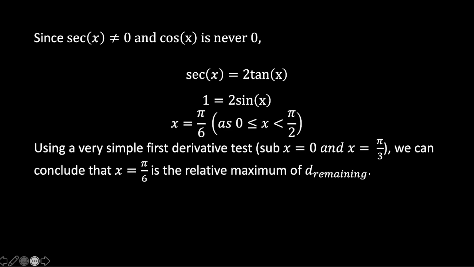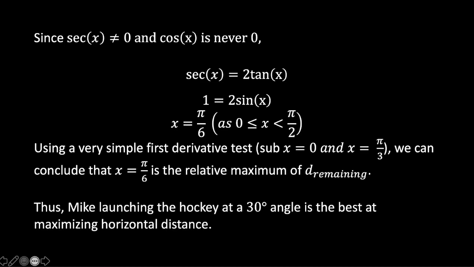Using a very simple first derivative test, we can sub in x equals 0 and pi over 3, as both are on either side of pi over 6, and we can conclude that pi over 6 is the relative maximum. So, Mike launching the hockey puck at a 30-degree angle is the best at maximizing horizontal distance.